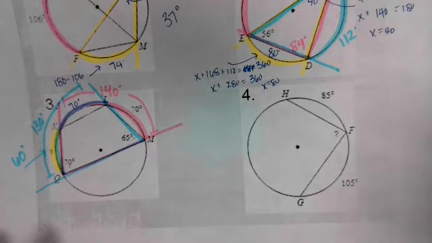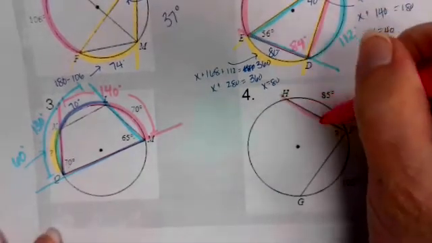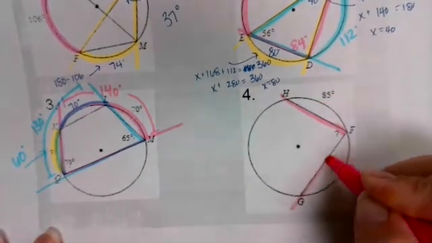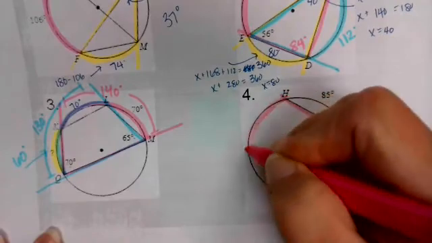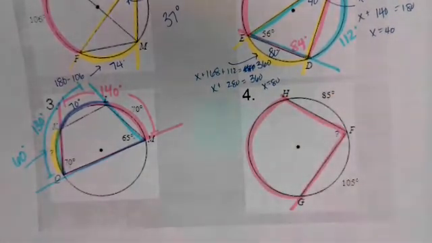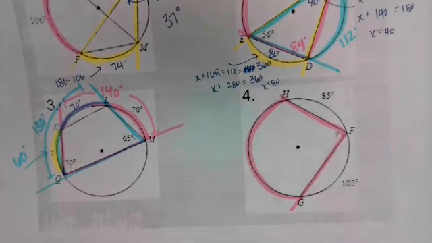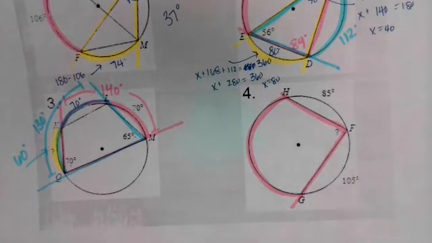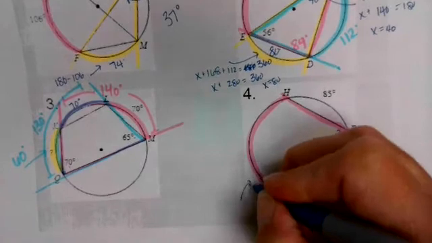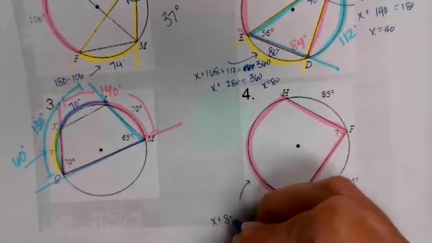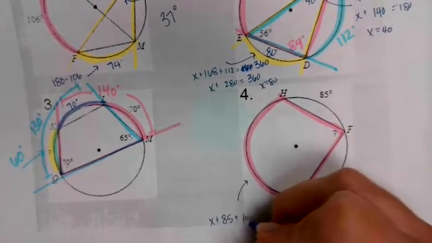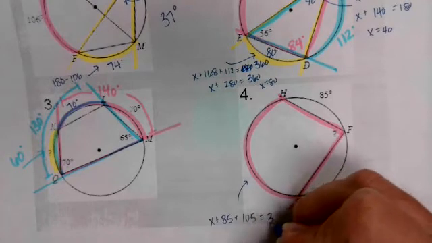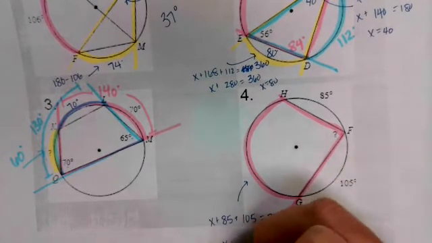All right, and then problem number 4. I have an inscribed angle. Here is its intercepted arc, and I don't know what the measurement is, and I don't have a diameter, but I do have two other arcs. So the 85 arc and the 105 arc plus this pink arc are going to add up to the entire circle of 360. So x plus the 85 plus the 105 is equal to 360.